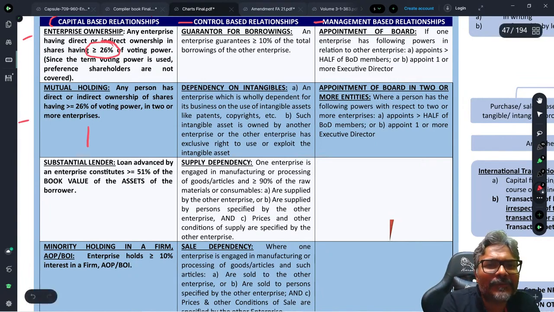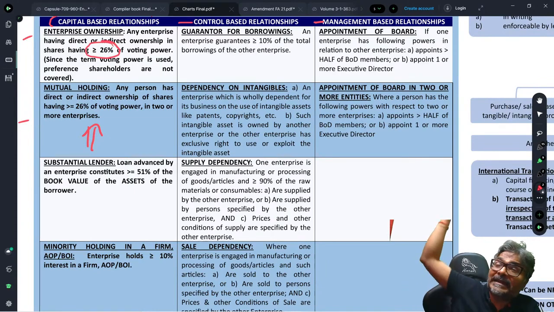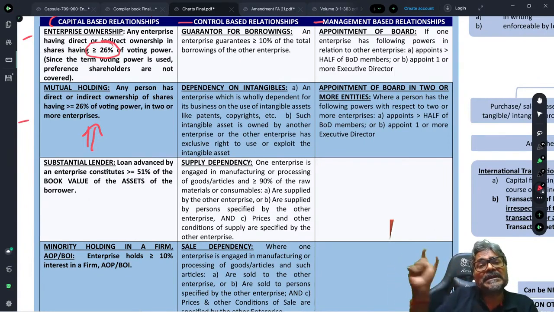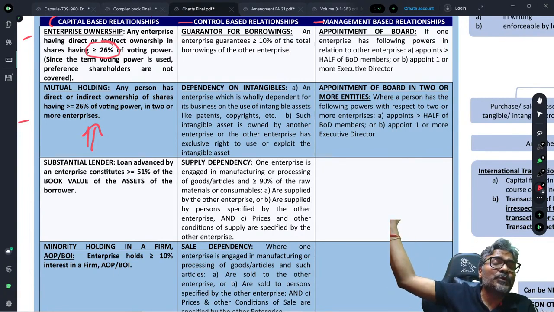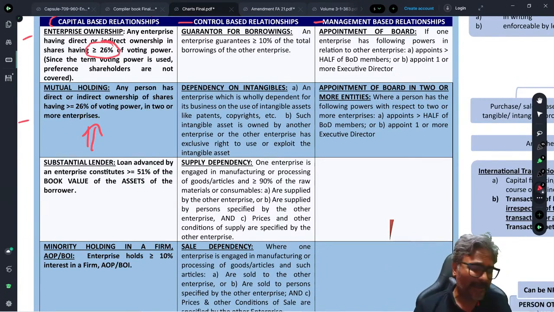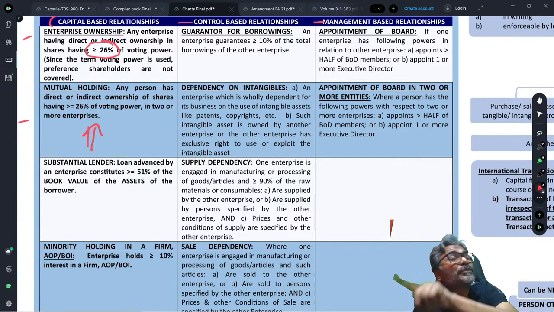At the same time, students, supposing there are two entities, B and C, which have a common parent A. That common parent A is holding in B and C at least 26% or above voting power. Then in that particular case, B and C also shall be considered to be an associated enterprise. A and B, in any case, are associated enterprises. A and C is also an associated enterprise.